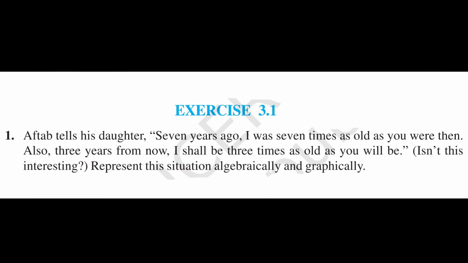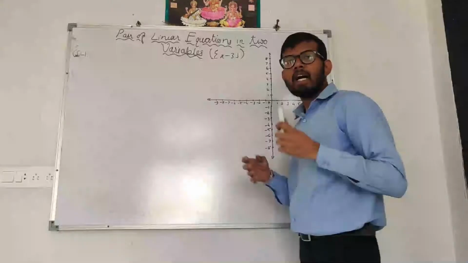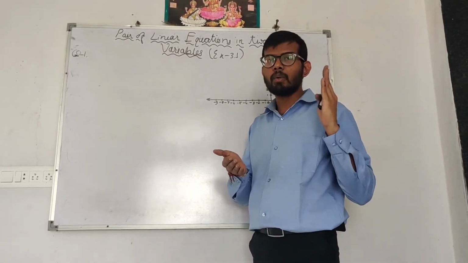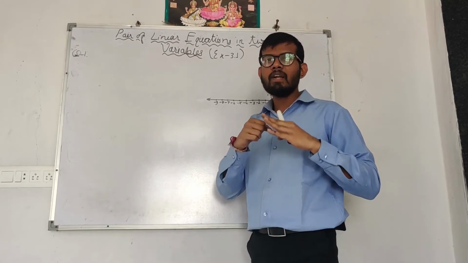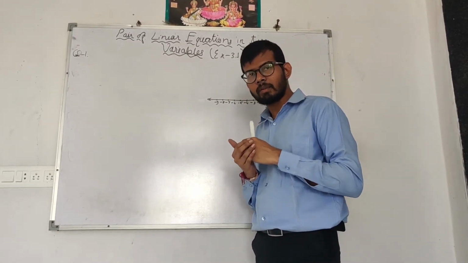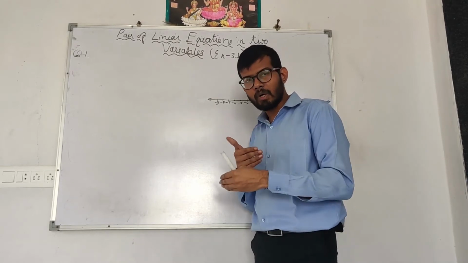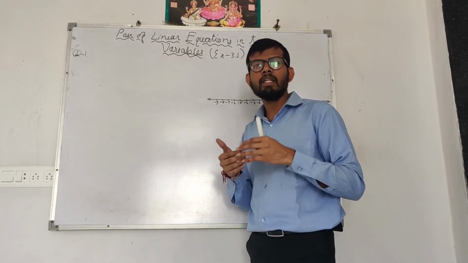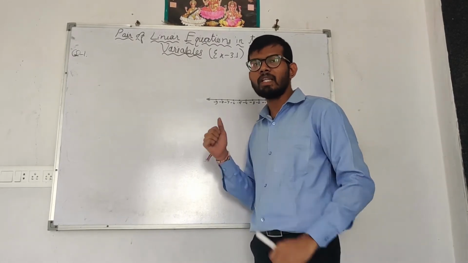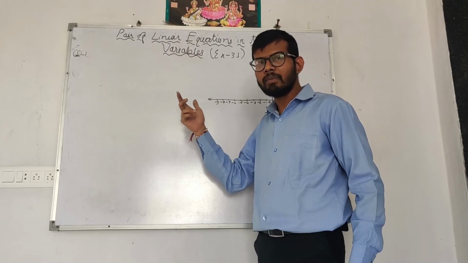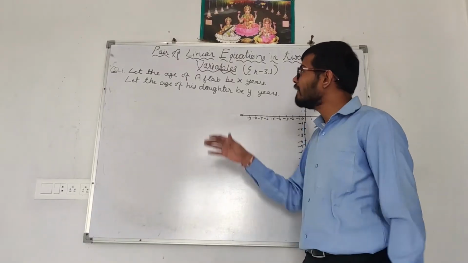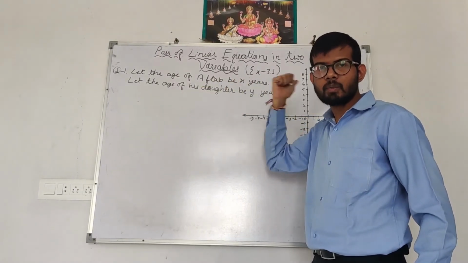From this question you can easily understand that what Aftab is telling his daughter is that 7 years ago, that is from today's age, 7 years before, his age was 7 times the age of his daughter. And 3 years from now, his age will be 3 times the age of his daughter. So from these two conditions, we can make a pair of linear equations and solve them. Now I'll explain how to solve these questions.